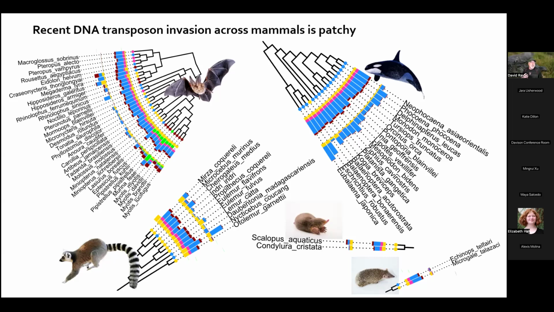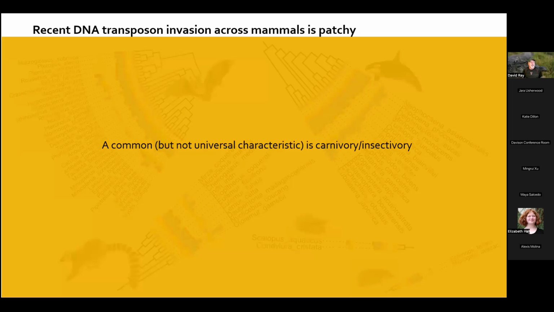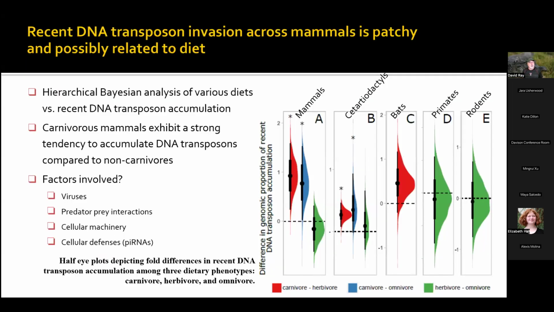But we can't just say seem to be exceptional. We need to actually investigate this. And it turns out that this is actually real. So this is coming from that same paper. I'm going to talk about it a little bit more. But it turns out that this ability to take on DNA transposons seems to be associated with diet, in particular insectivory and carnivory. So we did an analysis here to investigate the distribution of DNA transposons in the various taxa.